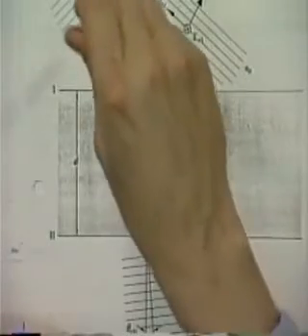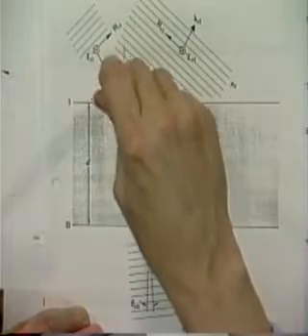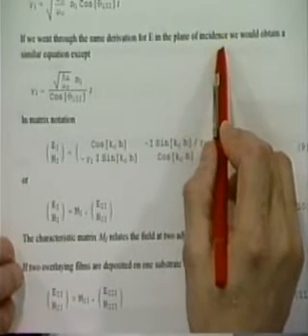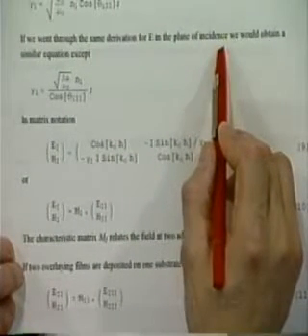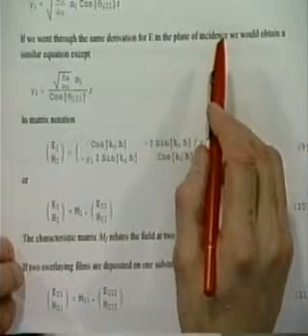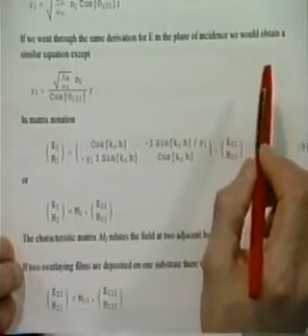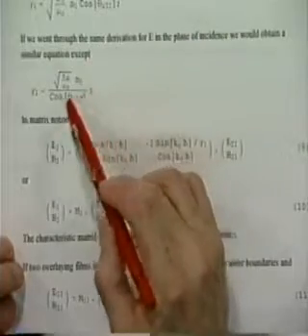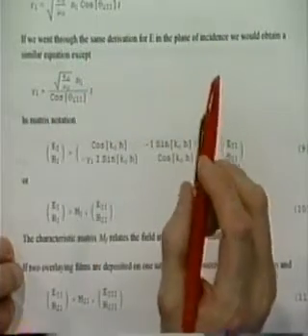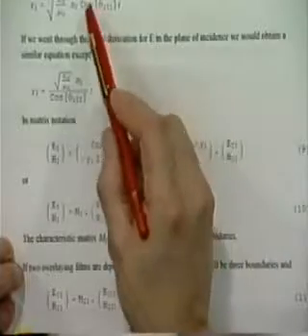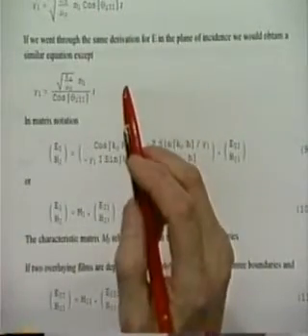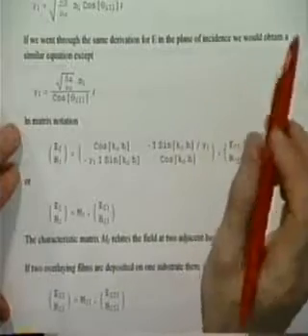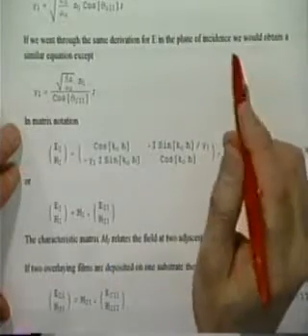Now for the example we're working through, we had that E was perpendicular to the plane of the paper. If we went through the same derivation, but made E in the plane of incidence, or in the plane of the paper, I should say, we would obtain a similar equation, except that gamma 1, instead of cosine up here, has cosine down there.